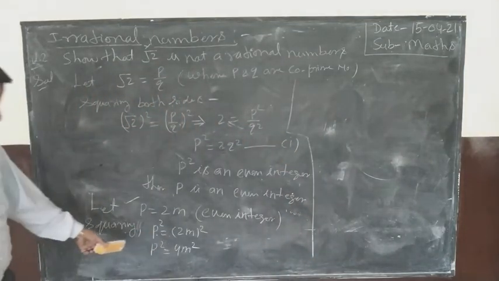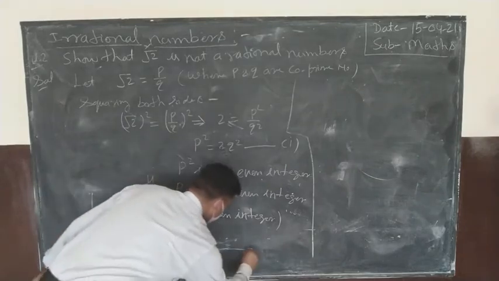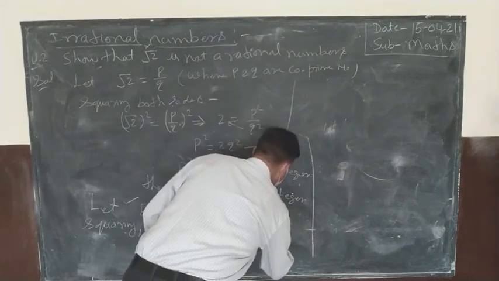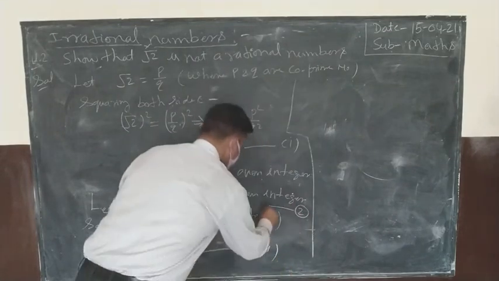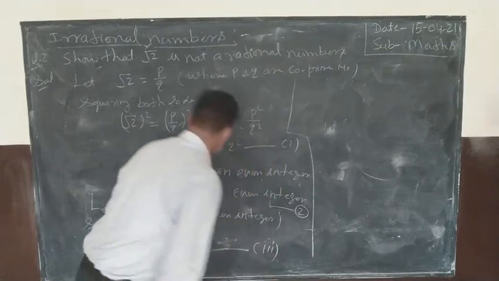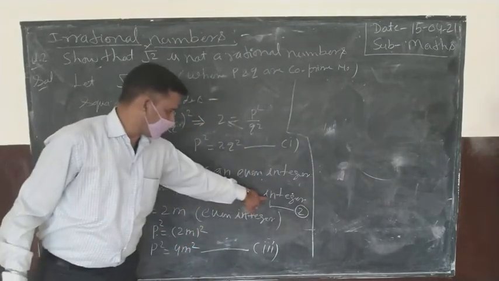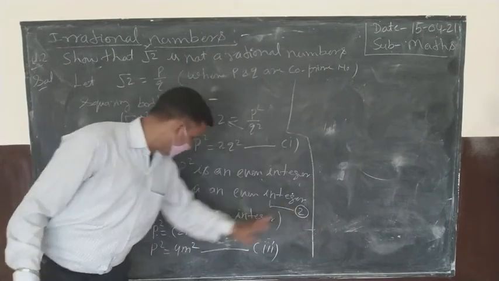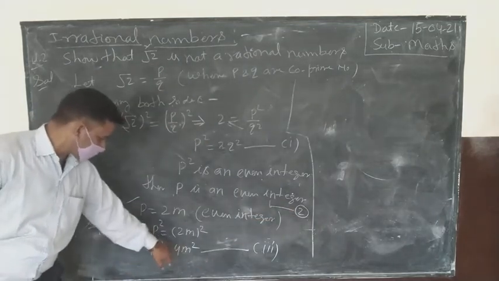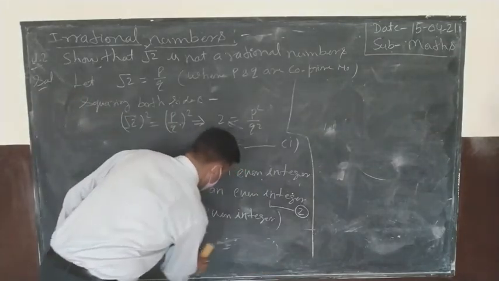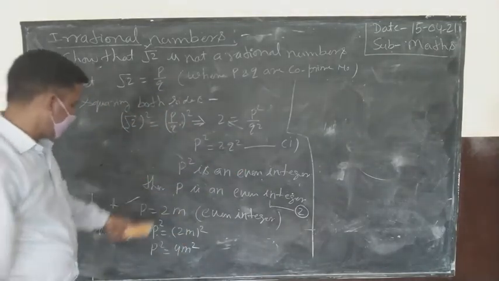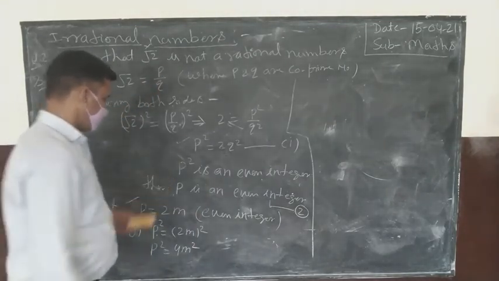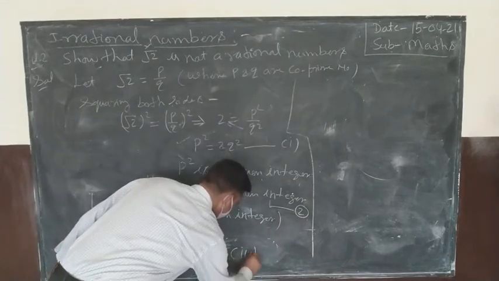Now look here. This one is the first equation, this is the second equation, and this is the third equation. P is an even integer is the second equation. At this step, P square equal to 4n square. This will be put here in equation first, putting the value of P square in the first equation.